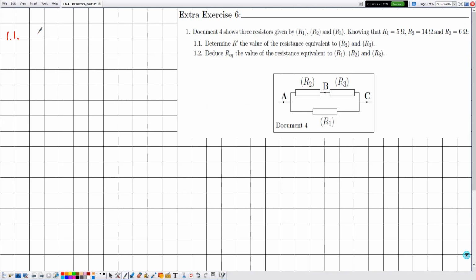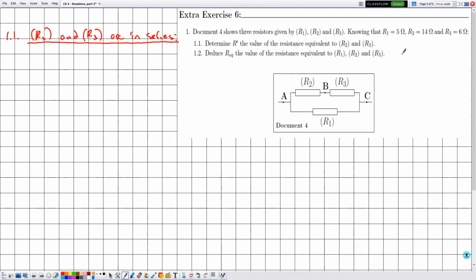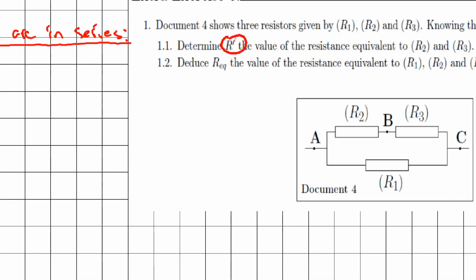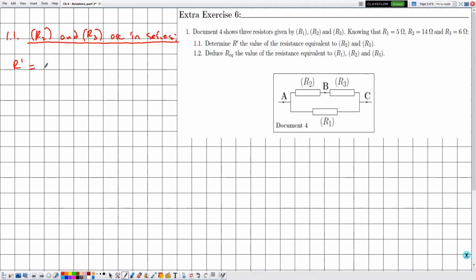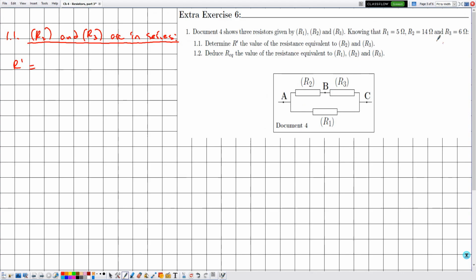So let's say that R2 and R3 are in series. So usually this statement they give it half a mark. Now this equivalent resistance is denoted by R prime. So in this case R prime is equal to, so R2 and R3 are in series because they have one terminal in common, which is the point B. Now R prime is equal to R2 plus R3.